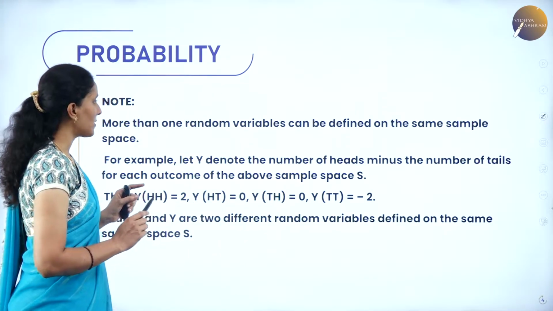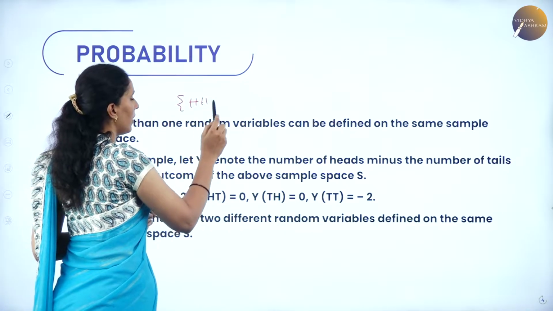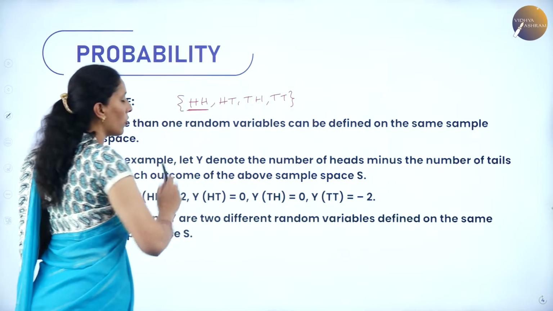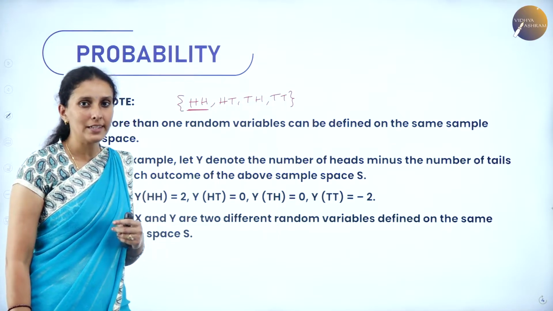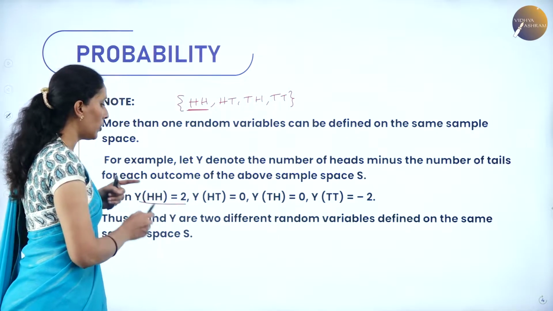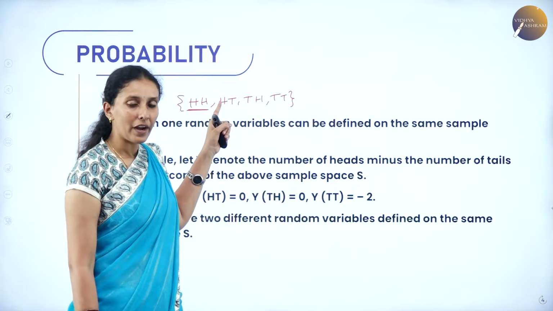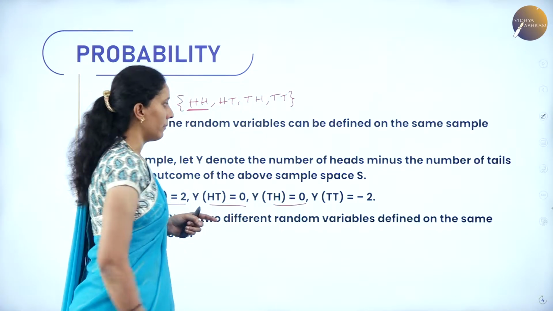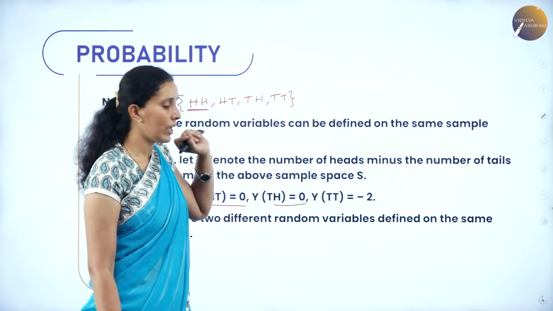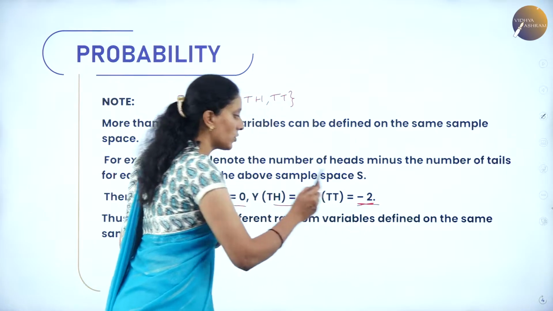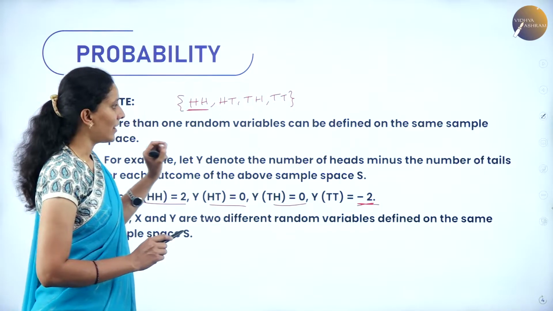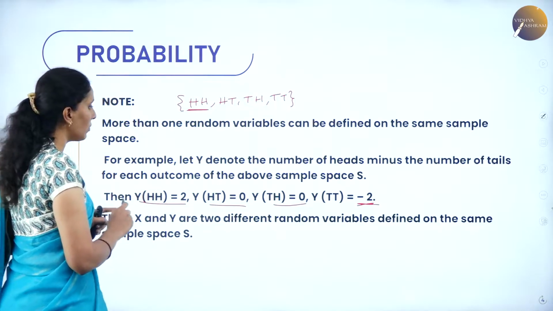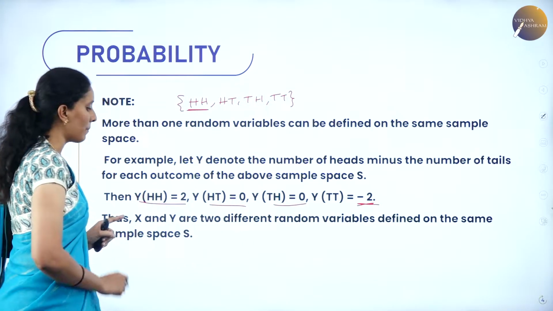Now, the sample space is HH, HT, TH and TT. Here, what is the number of heads in the first outcome? 2. Number of tails? 0. So 2 minus 0 will be 2. Next, in the second outcome, the number of heads is 1, the number of tails is 1, 1 minus 1, 0. The same for the third one. Now the number of heads is 0, the number of tails is 2. So 0 minus 2 is minus 2. Thus we can say the random variable that denotes the number of heads minus the number of tails gives you the values for the sample space like this.